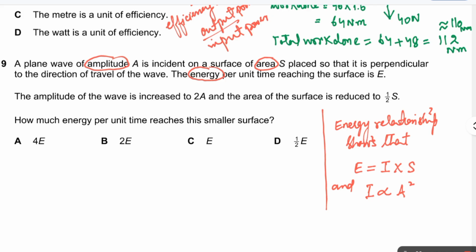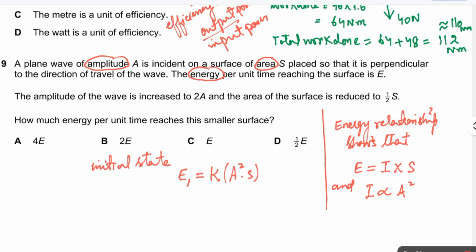Just see. First of all, what is the energy at the first time? He says there is an amplitude A and surface area is S, and the energy per unit time reaching the surface is E. Let us take two stages. Initial state energy, let us consider it is represented by E1. It is equal to K, this is a constant, multiplied by I, which is amplitude square, multiplied by surface area.